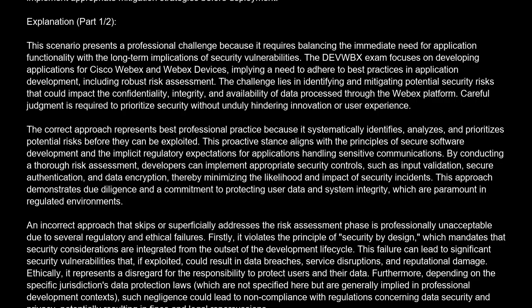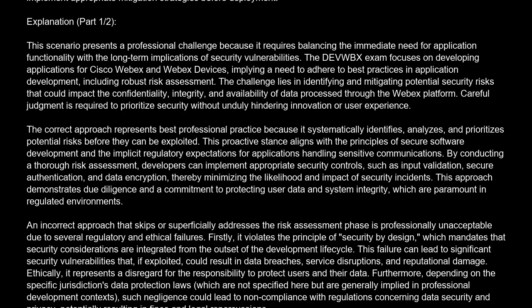Explanation. This scenario presents a professional challenge because it requires balancing the immediate need for application functionality with the long-term implications of security vulnerabilities. The DEVWBX exam focuses on developing applications for Cisco Webex and Webex devices, implying a need to adhere to best practices in application development, including robust risk assessment. The challenge lies in identifying and mitigating potential security risks that could impact the confidentiality, integrity, and availability of data processed through the Webex platform. Careful judgment is required to prioritize security without unduly hindering innovation or user experience.